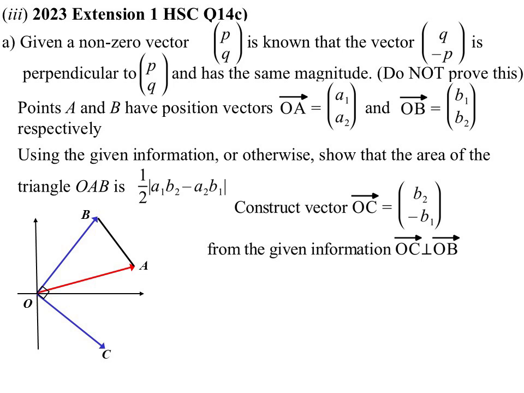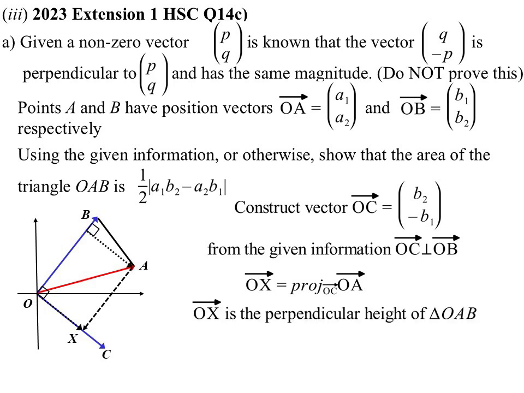I know that's perpendicular. If I now project OA onto OC, I'm going to create this new vector down here, OX. Why do that? Because if I slide that vector into place, it becomes the perpendicular height of the triangle. So now essentially I need to find the length of this vector that I've projected onto OC. And that will tell me the perpendicular height of that triangle.